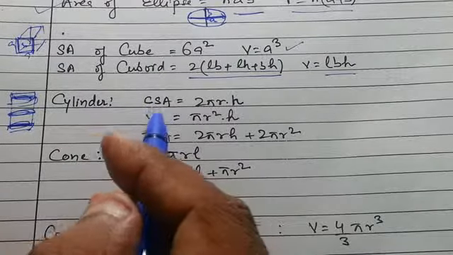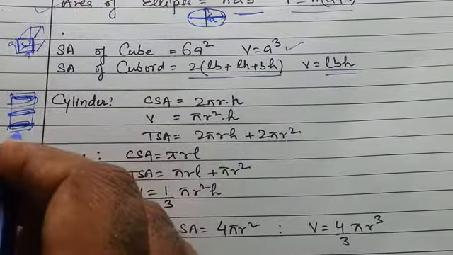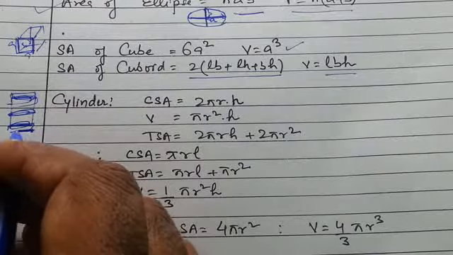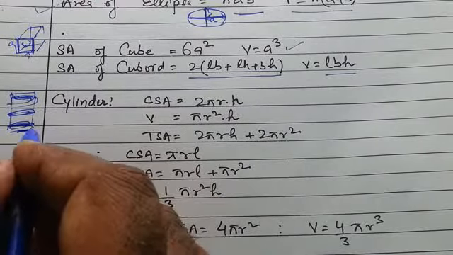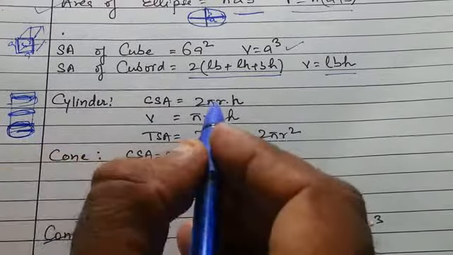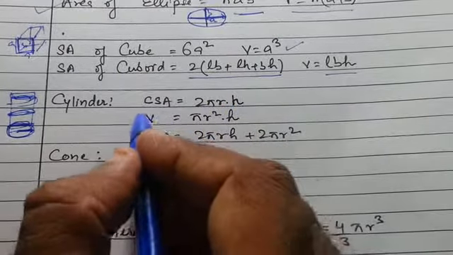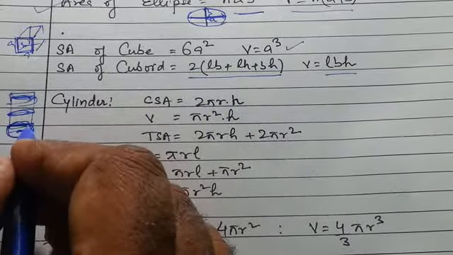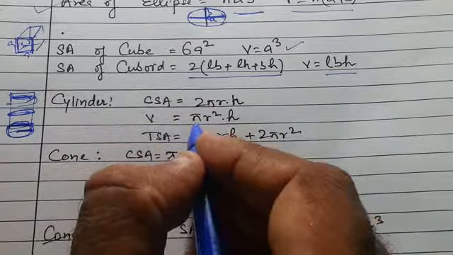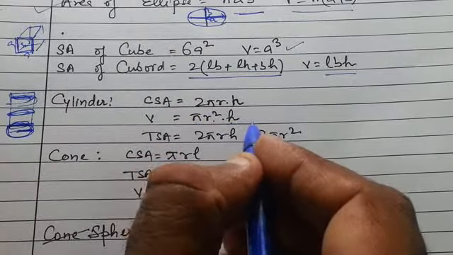If I am talking of curved surface area, it is that simple. I take the perimeter of the base into height. What is the perimeter of the base? It is 2 pi r because it is a circle, 2 pi r into height. What is volume? Volume means area of the base into height. What is the area of the base? It is pi r square. And what is height? It is equal to h.